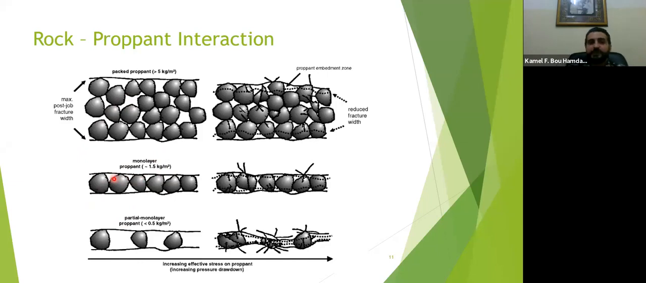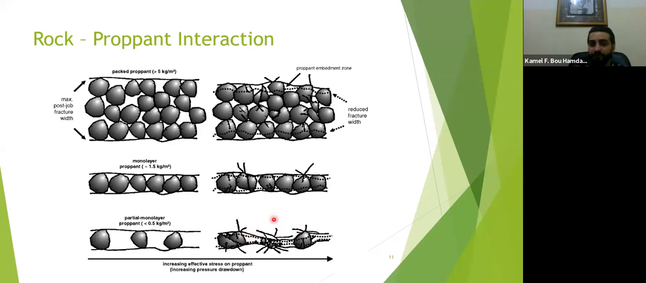Okay, so if that's the case, then we should always go with partial monolayer. Isn't that right? So it's going to give us the highest fracture conductivity. Well, that's not really going to be the case. So the problem with partial monolayer is that during production, you're going to have additional stresses acting on the fracture. So those additional stresses are going to either break down the proppants or cause the fracture to close on itself.